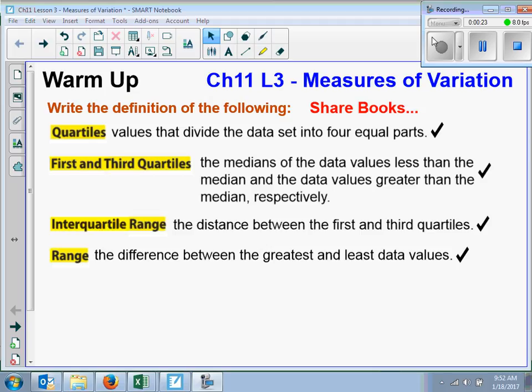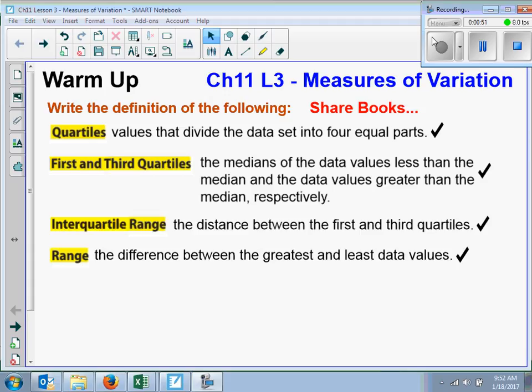So, let me just read them. The quartiles are the values that divide the data set into 4 equal parts. The first and third quartiles are the medians of the data less than the median, and the data values greater than the median, respectively. So in other words, for the first and third quartiles, it's the median of the lower half and the median of the upper half of the data.